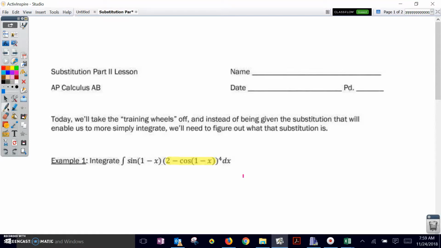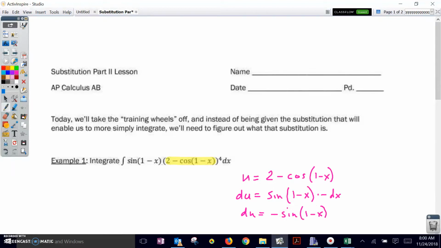So let's go ahead and we will substitute u equals the quantity 2 minus the cosine of the quantity 1 minus x. And if I take the derivative of this, the left side is du. The right side, the derivative of 2 is 0. The derivative of the opposite of the cosine of 1 minus x dx is going to be, the derivative of the opposite of cosine is sine. And then applying the chain rule, I multiply times the derivative of the inside, the derivative of 1 minus x is negative dx. And so in fact, du here is equal to negative sine of the quantity 1 minus x dx.